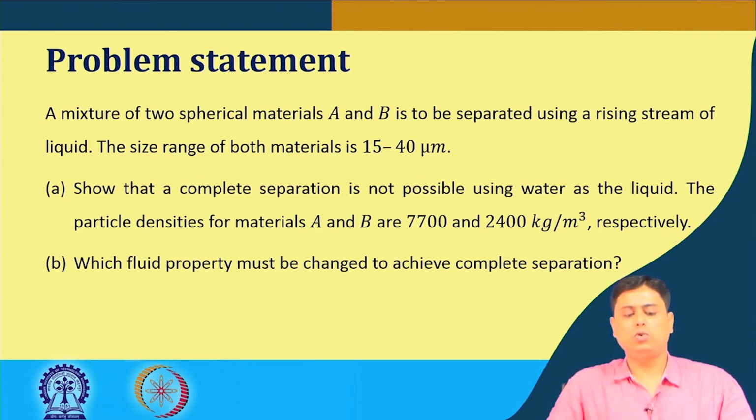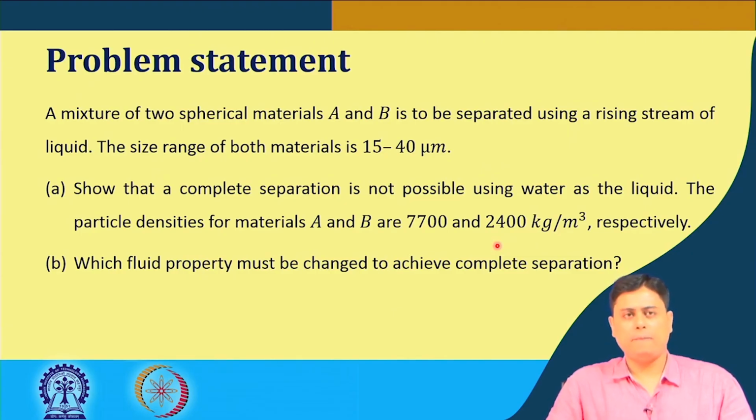So a mixture of two spherical materials A and B is to be separated using a rising stream of liquid. Both have a size range of 15 to 40 micron. We have to show that if we use water at ambient condition, it is not possible to separate material A and B. Both these materials have known densities. A has 77,000 kg per meter cube, and B is the lighter one, 24,000 kg per meter cube. So this is the first problem, the first part.